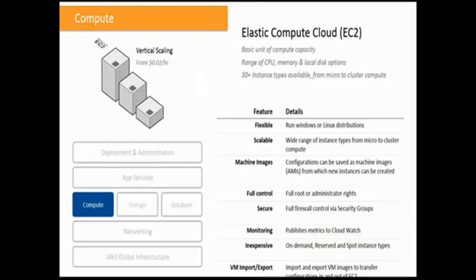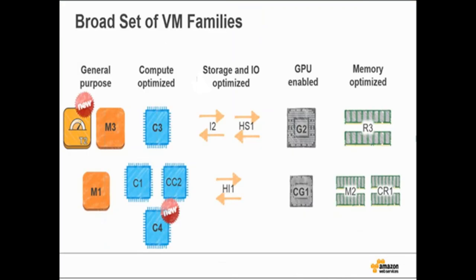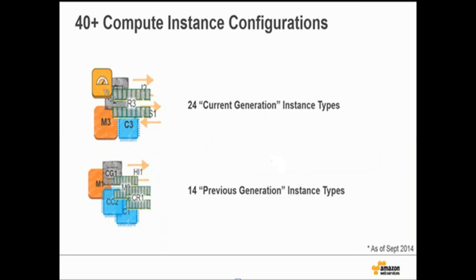So if you want to create a machine which needs high graphics or high power, then you will use GPU enabled. If you want a general purpose machine, you can pick a general purpose instance. For something very high in memory or performance optimized as far as memory is concerned, you can pick memory optimized. So there is a very broad set of families.